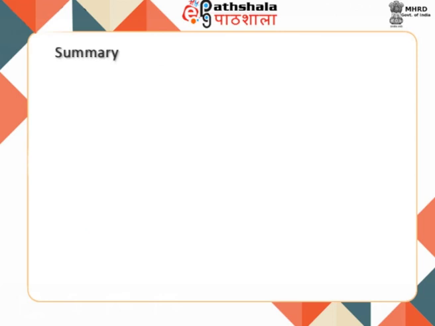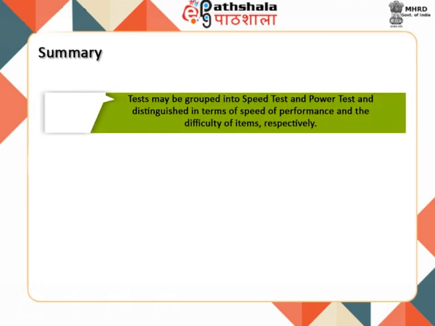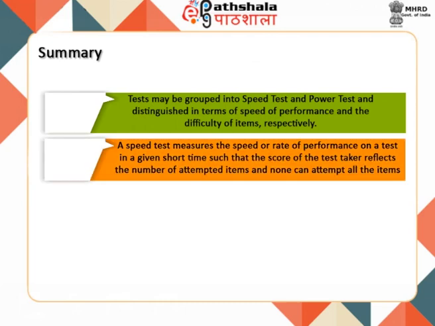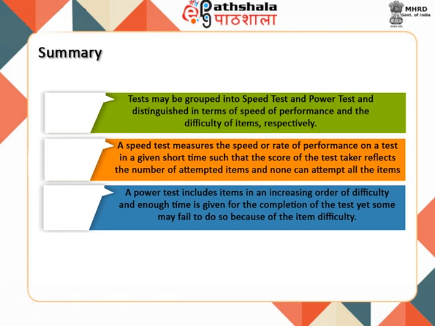Let us now summarize what we have learned in this module. Tests may be grouped into speed tests and power tests and distinguished in terms of speed of performance and the difficulty of items respectively. A speed test measures the speed or rate of performance on a test in a given short time such that the score of the test taker reflects the number of attempted items and none can attempt all the items. A power test includes items in an increasing order of difficulty and enough time is given for the completion of the test, yet some may fail to do so because of the item difficulty.